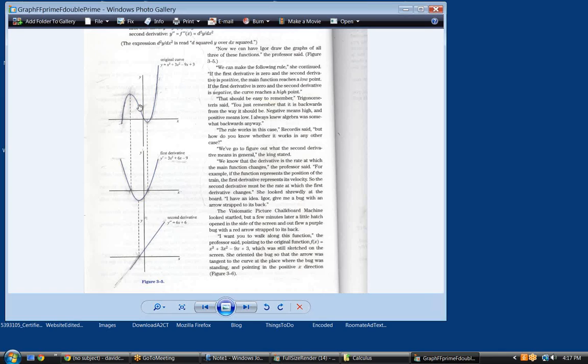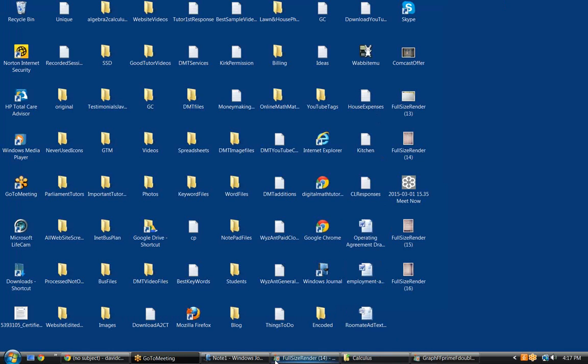Okay. Also, wherever the original function is concave down, the second derivative is negative. When the original function is concave up, the second derivative is positive. Okay. So that's another real key relationship between functions, first derivatives, and second derivatives, is this concavity principle. And that's all I'll say about it for now.